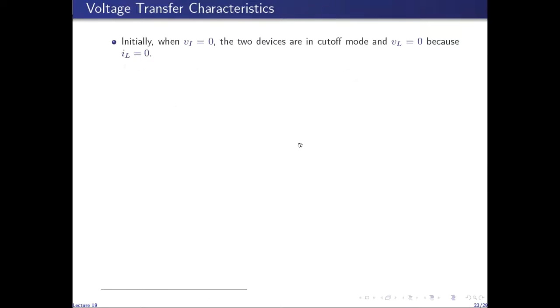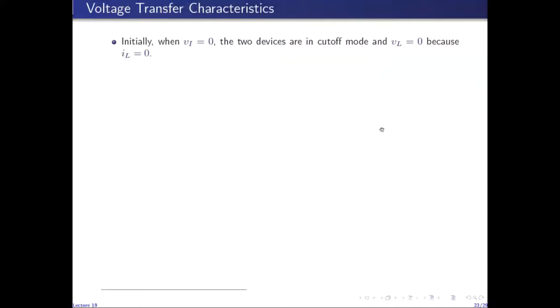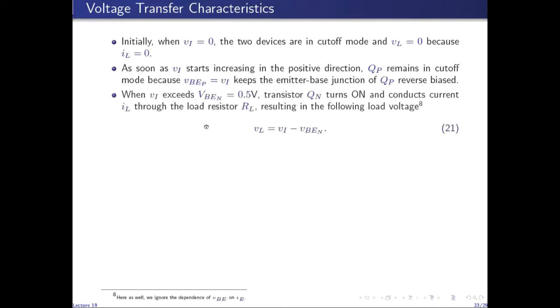since the base and emitter terminals of the two devices are connected, as soon as Vi starts increasing, Vi is with respect to this node, because as soon as it happens, this node is at ground because VL is 0. So Vi is also equal to VBEN. Unless this device starts conducting, this voltage will be at ground. So Vi will be equal to VBEN as well. Since it is increasing, it is equal to VBE of Qn.